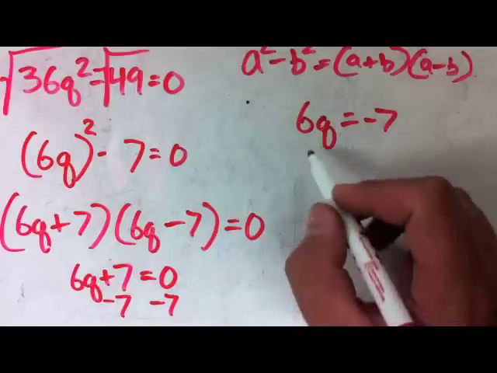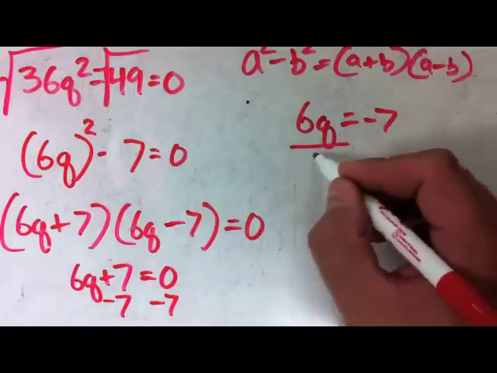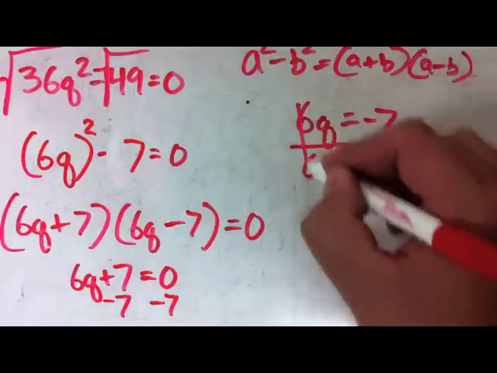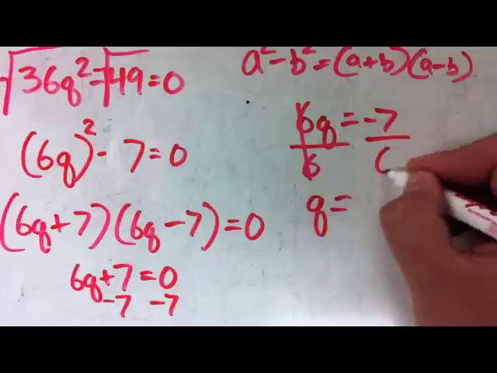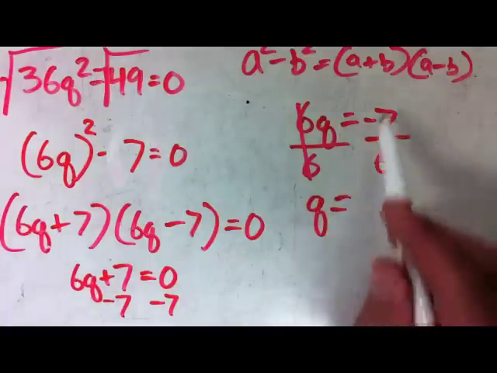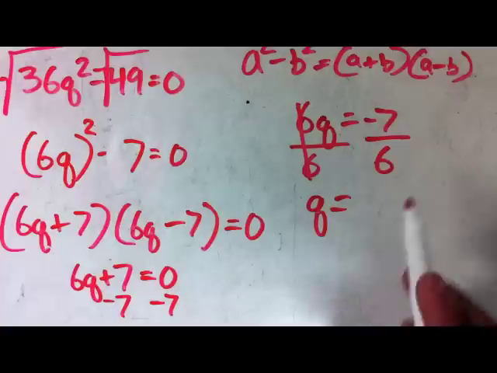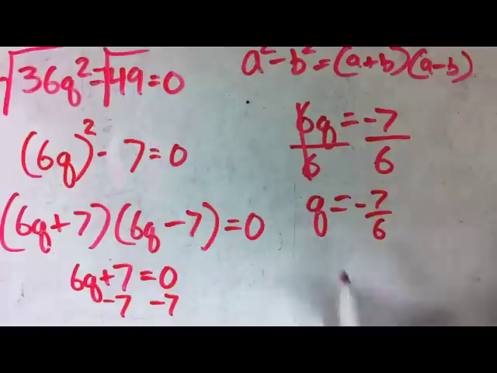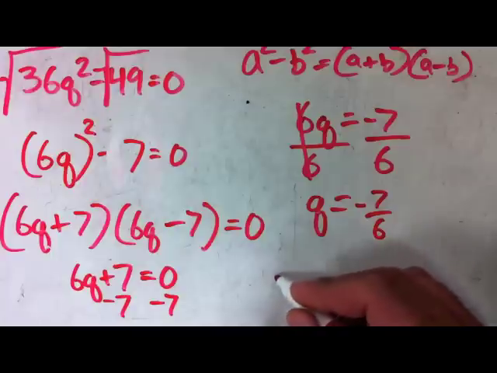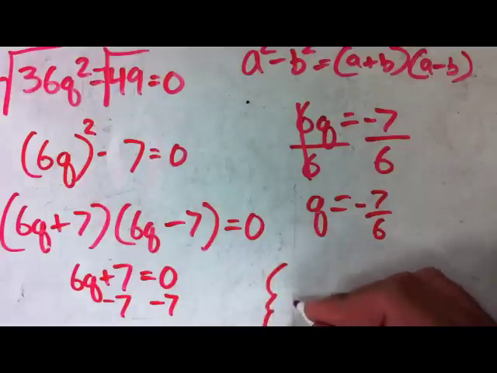So at this point, we're going to have to divide by 6 to get q by itself. 6 divided by 6 is 1q, or just q. And then we have to divide this by 6. Now, this doesn't work out to be a perfect number, so we just like to leave it as a fraction. So q equals negative 7/6. So that's our first answer in our solution set, our first possible answer.